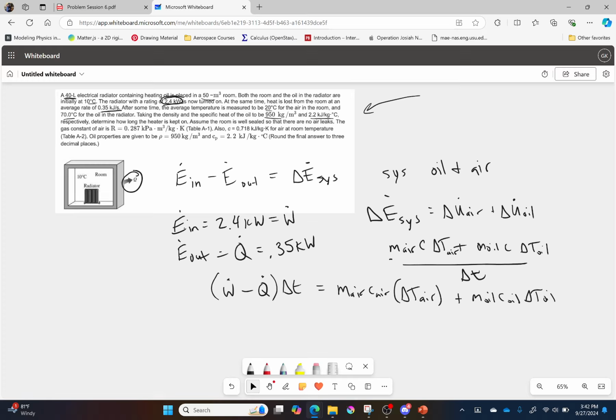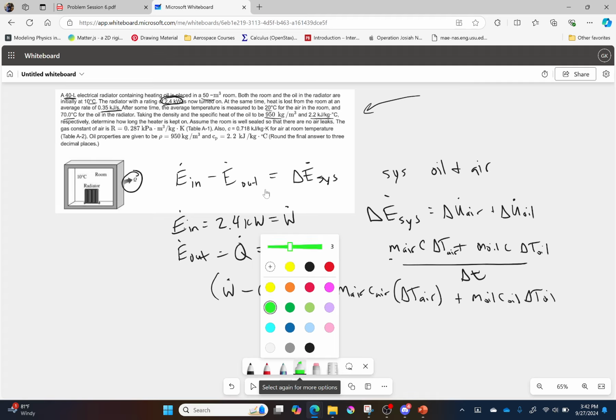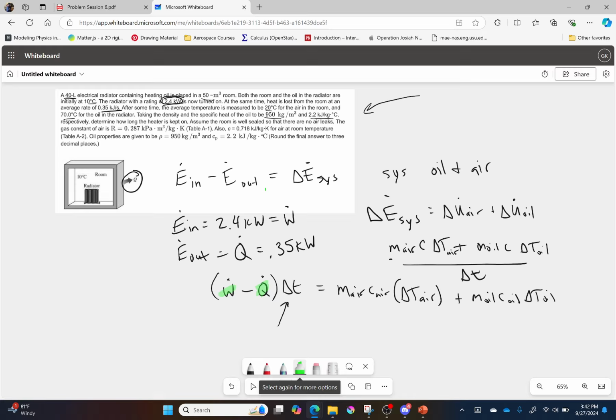So what we're trying to solve here is how long the heater's been kept on. We have a lot of information here. I'll highlight the things in green that we actually know. So I know my work, I know my heat, I know my specific heats, and it told me what the temperatures were at the beginning, so I also know what the change in temperature is. So look in here, and what do you see that I do not know?